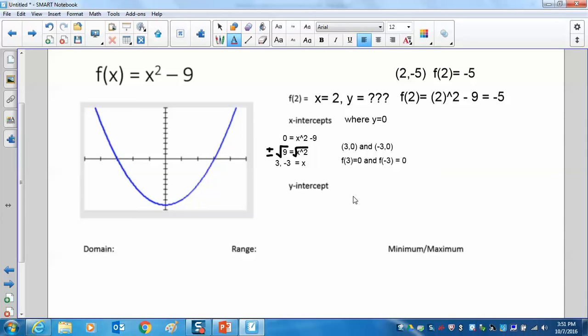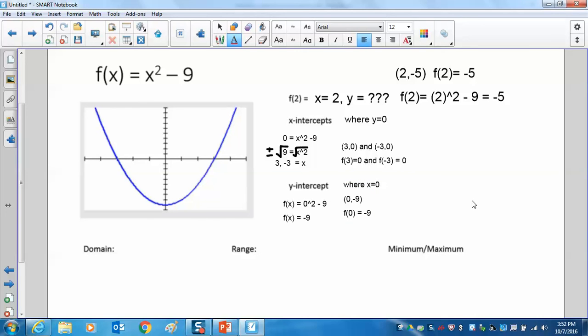Okay, for y-intercepts, we're going to do the opposite. We're going to plug in 0 for x, because our y-intercept occurs where x equals 0. So let's go back to our equation and plug in 0 for x. So what we get is f of x, that's our y value, equals 0 squared minus 9. Well, that's not so bad. That's negative 9. So our y-intercept is negative 9, and we can confirm that with the graph. There's our y-intercept at negative 9. So we can write it as an ordered pair, (0, -9), or we could write it using function notation: f of 0 equals negative 9.